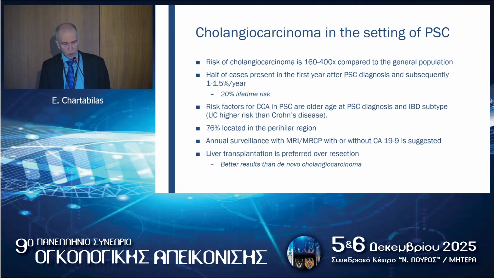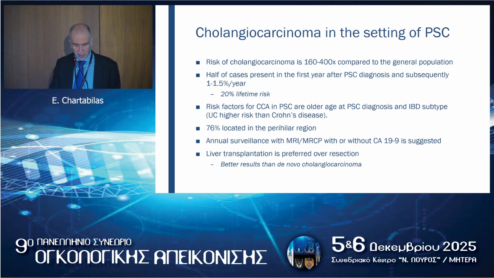Now, a few words about cholangiocarcinoma in the setting of primary sclerosing cholangitis. There is a significantly increased risk, 160 to 400 times compared to the general population. Duration is not a risk factor because half of cases present in the first year after PSC diagnosis. And there is overall a 20% lifetime risk. The risk factors are older age at presentation and also a coexistent IBD, inflammatory bowel disease, particularly ulcerative colitis. Look mainly in the hilum, 56% located in the perihilar region.